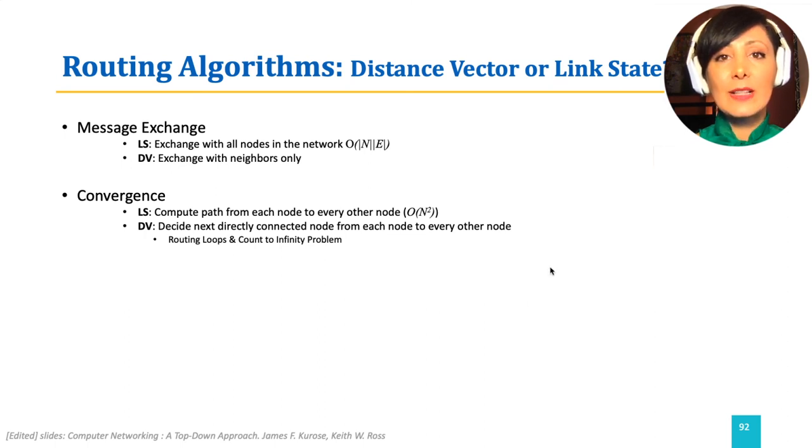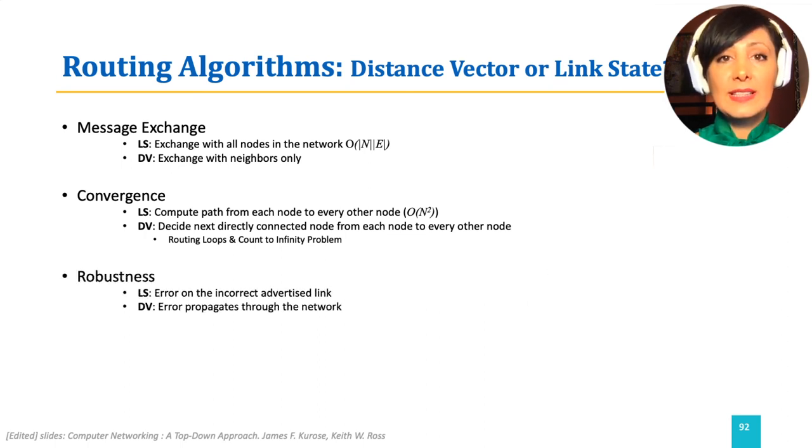In link state algorithms, an error in an incorrectly advertised link will affect only that link. Due to limited information from neighbors in the distance vector algorithms, an error might propagate through the entire network and affect other nodes. Link state algorithm needs a lot of storage as it stores all links on paths within the network. Distance vector algorithms store limited information and therefore will not need a lot of storage.